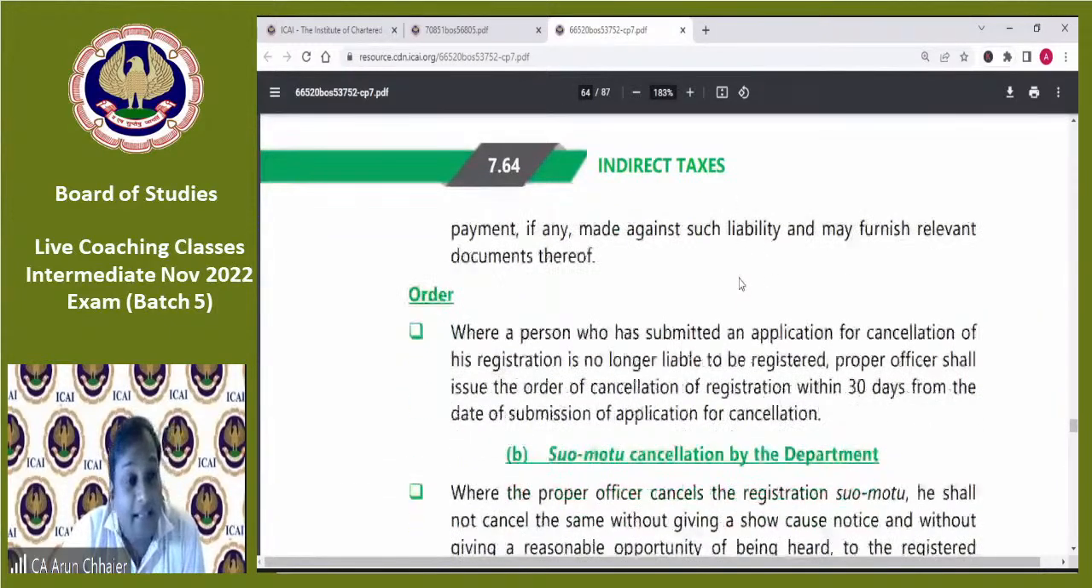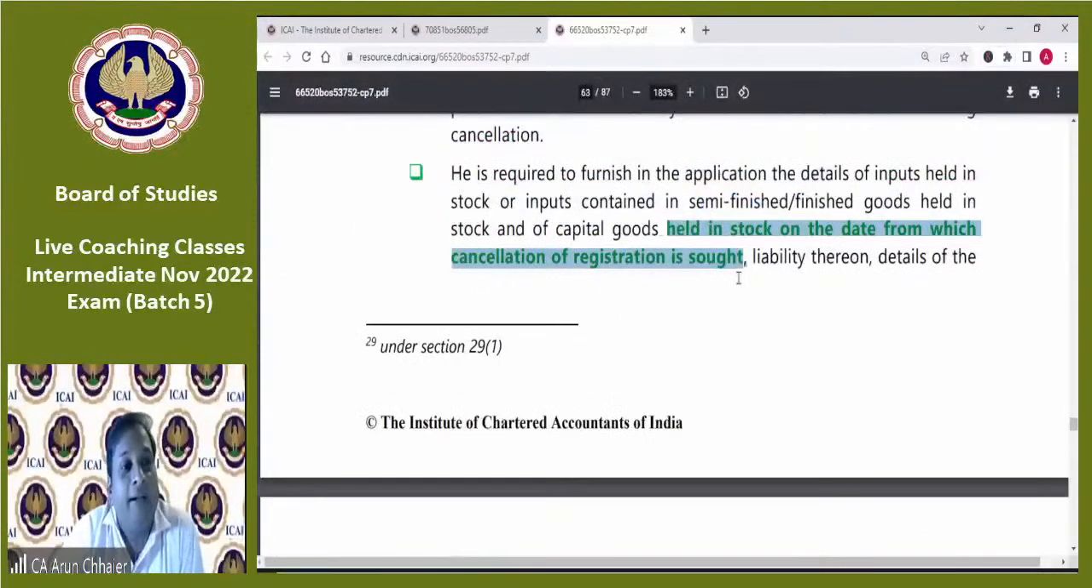He can do the business. Only part, he cannot issue the tax invoice and cannot collect the tax from the customer. That's it. He can make the taxable supplies. He can do the business, no problem. Only during the suspension, he cannot collect the tax.